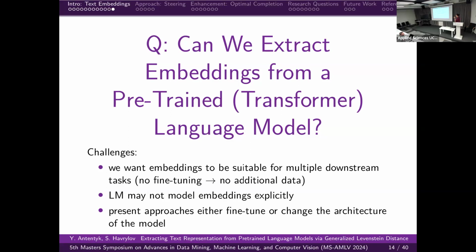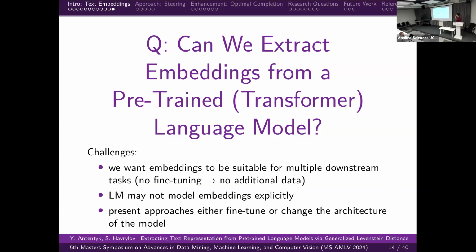Another challenge is that this language model may not model embeddings explicitly, like in transformers, so it's not really intuitive what an embedding in the transformer actually is. And from the works that we have seen, they either fine-tune the pre-trained transformer, or they change the architecture to somehow incorporate the embedding into the architecture of the language model itself.